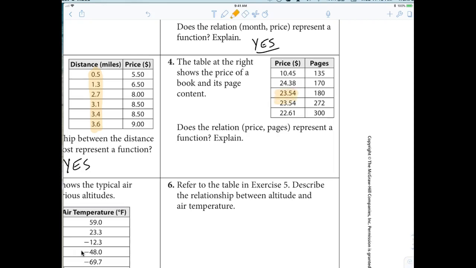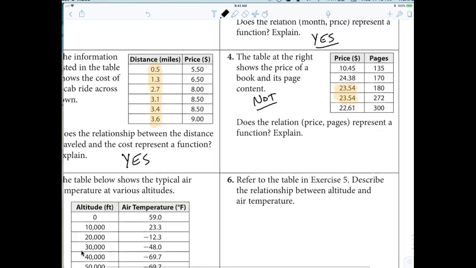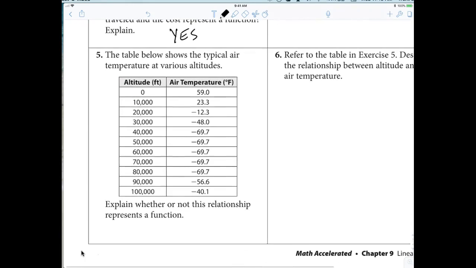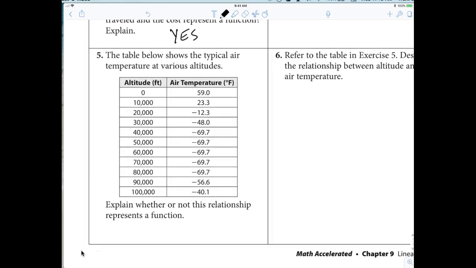Yes. Those two. Highlight those two. It's not a function. How is number 3 a function? Are all of the X values different? Oh yeah, they are. Now I see. Okay, good. You're good. All right, let's look at number 5, please.